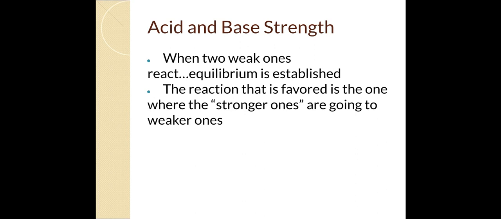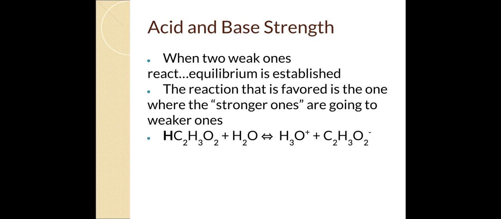We're going to use a fancy little chart that helps us out with this. But the stronger ones are going to the weaker ones. So that's going to be the reaction that's favored. Actually, we did this a little bit yesterday with the little chart that you guys had there, where there was the acid column and the base column, and you had stronger acids than other acids and stronger bases than other bases, okay?